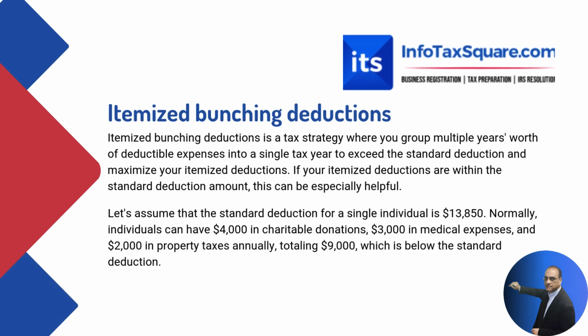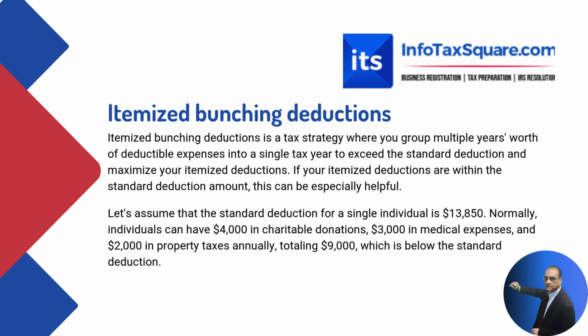Now there is another item which is called itemized bunching deduction. This is one of the elements of itemized bunching deduction. So basically, when you apply itemized, you have to compare the itemized deduction with the itemized bunching deduction, and you have to take whichever is better. Itemized bunching deduction is a taxpayer strategy where you group multiple years' worth of deductible expenses into a single tax year to exceed the standard deduction and maximize your itemized deduction.